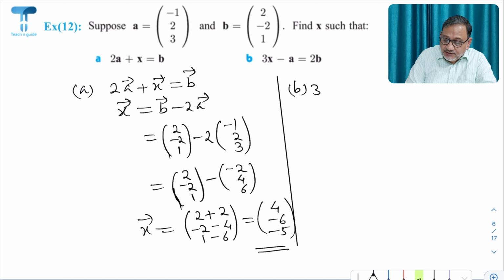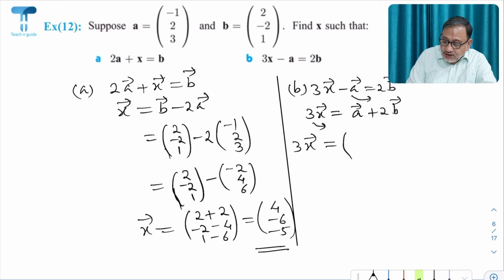So 3 times vector X minus vector A is equal to 2 times vector B. So 3 times vector X is equal to, minus A can be taken there, it will be plus vector A plus 2B. Okay. And by 3 I can divide. So vector X, let me keep 3X now here. First let me add these two vectors. So A means (-1, 2, 3), then plus 2 times B. B is (2, -2, 1).